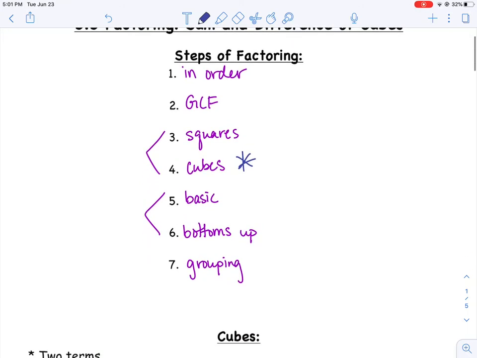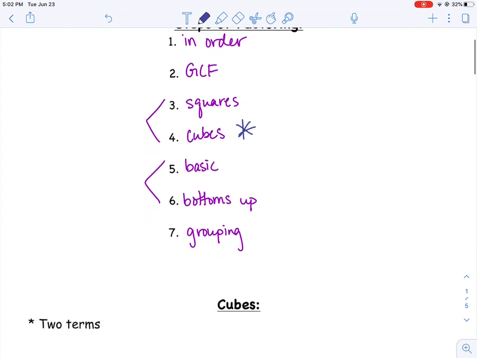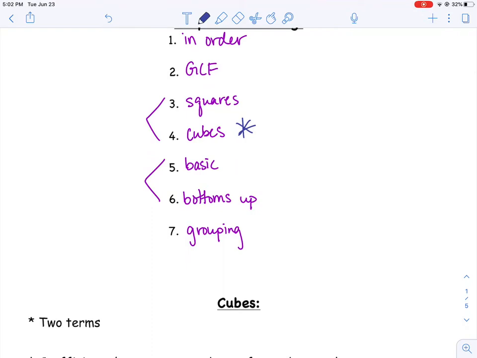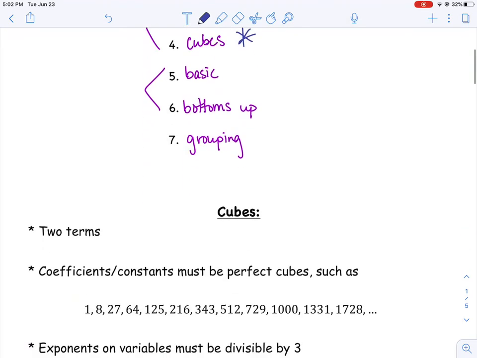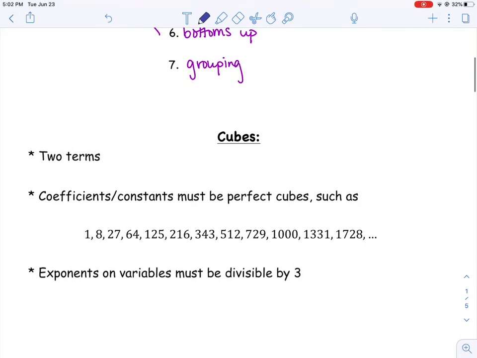If it's 3 terms, then it's either going to be basic factor or bottoms up. Remember, bottoms up if there's a number in front that you can't GCF out other than a 1. And if there's 4 terms, remember we're going to factor using a technique called grouping. Hopefully you've practiced the other techniques, because eventually they're going to be all mixed up.